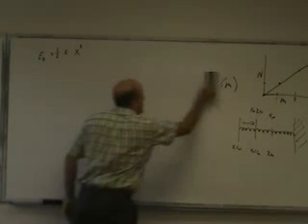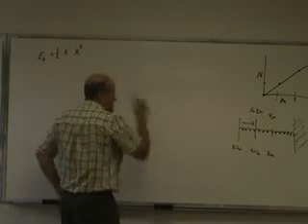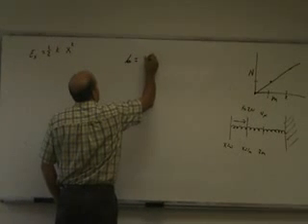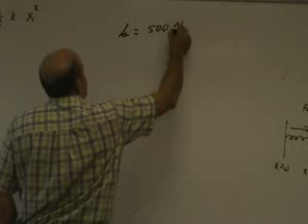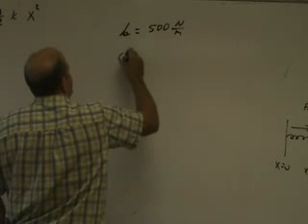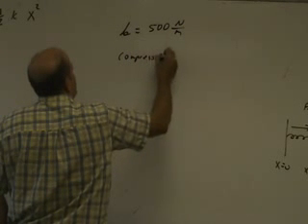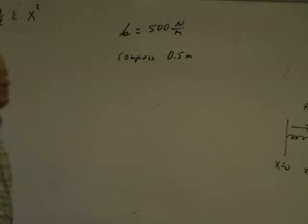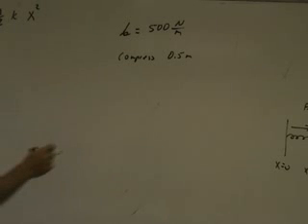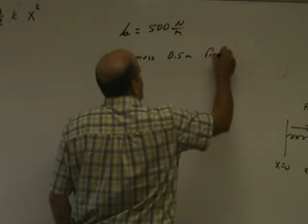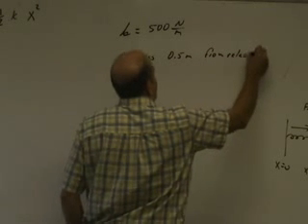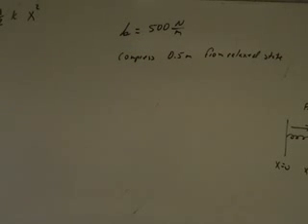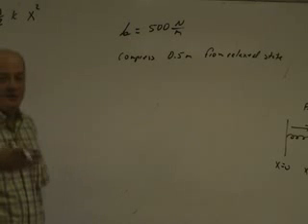So let's work a little sample problem. Let's say our spring coefficient is 500 newtons per meter, and we're going to compress it 0.5 meters from the relaxed state. How much work is done on the spring?